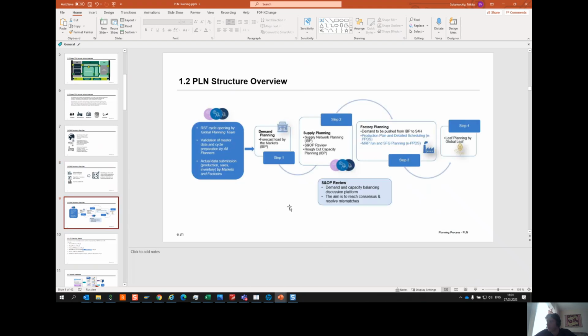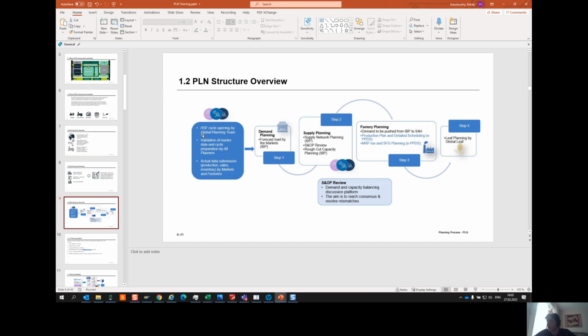Okay, so moving forward to the next big and important slide, the PLN structure overview. This can look quite confusing, and I don't want to go extremely deep into each step right now, because it is just an overview training. But let's briefly discuss it.